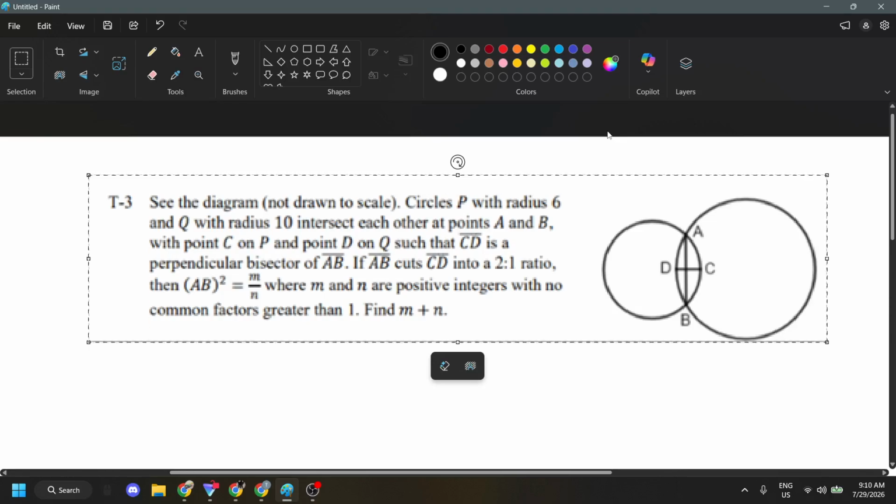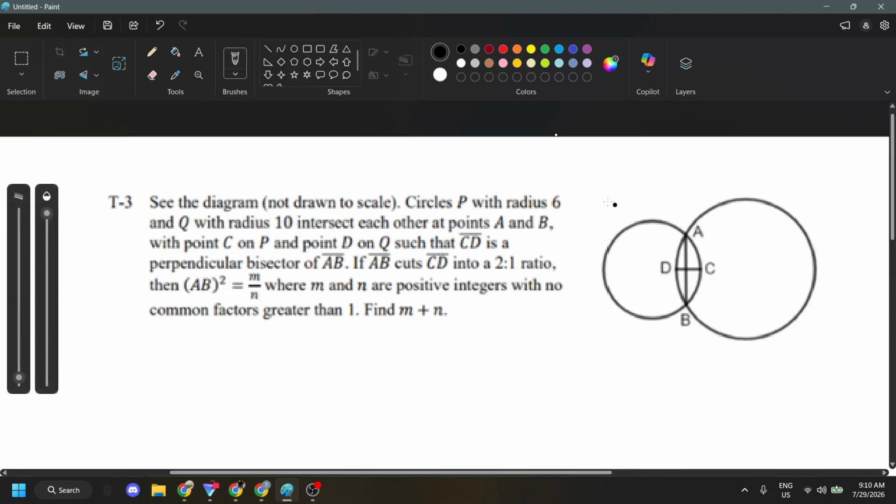What the heck? Why did they draw it like this? If circle P has radius 6 and C is on P, then this has radius equal to 6, and this has radius equal to 10. Why did they do that?